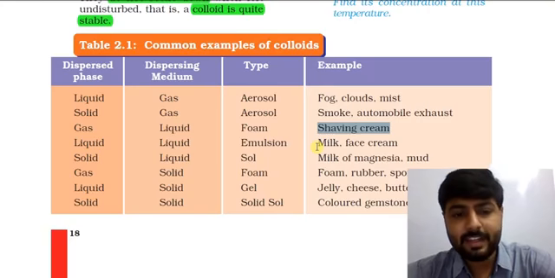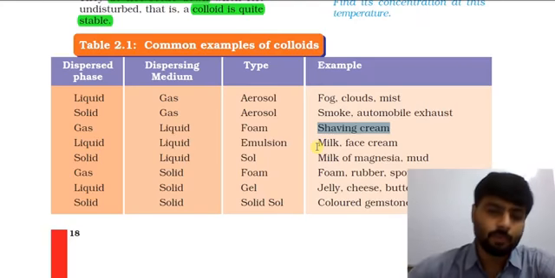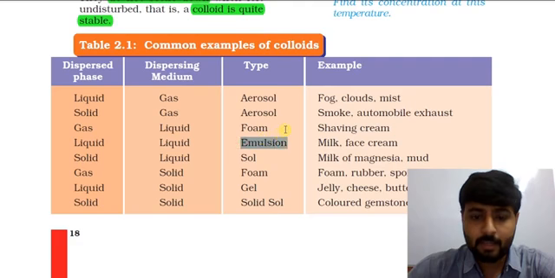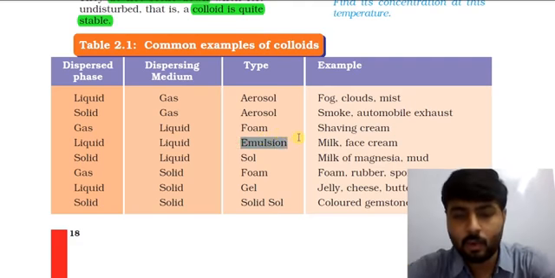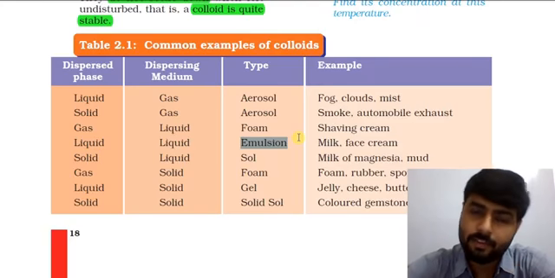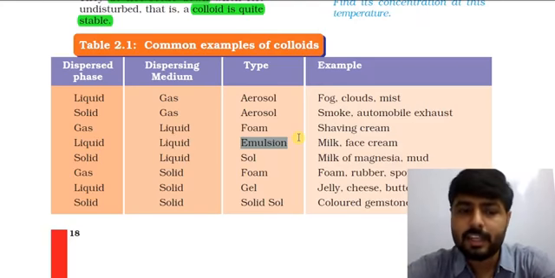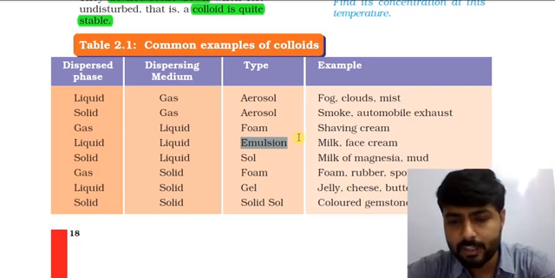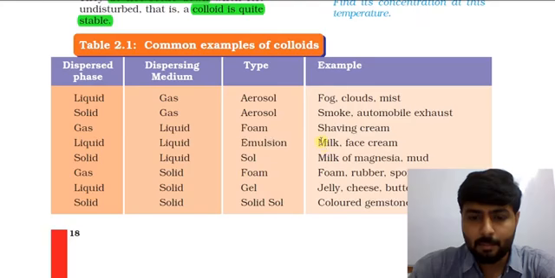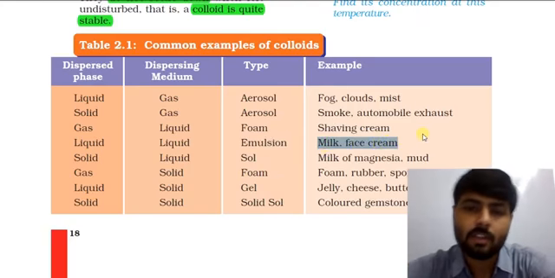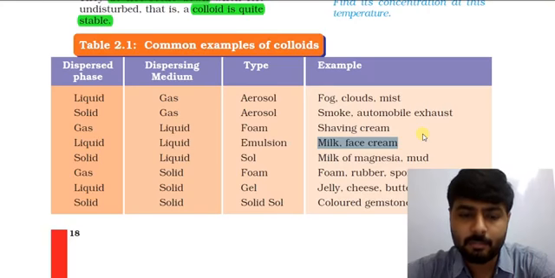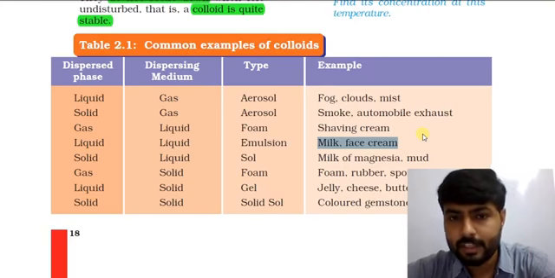After that we have liquid in liquid type of colloidal solution, that is called emulsion. You might have heard this word emulsion. Emulsion is nothing but the colloidal solution in which liquid is the dispersing medium and liquid is the dispersed phase. So this is liquid in liquid type of colloidal solution, and the examples are milk, face cream, etc. So milk and face cream are examples of emulsion.